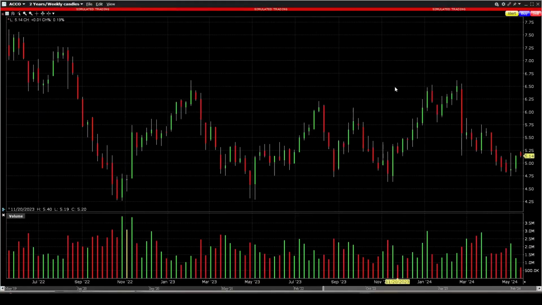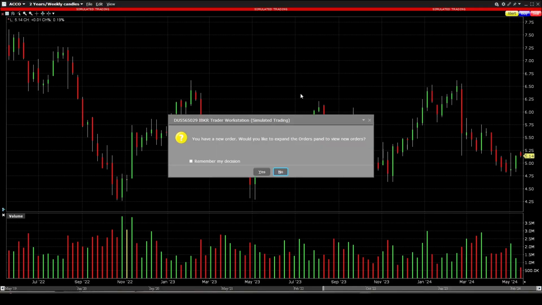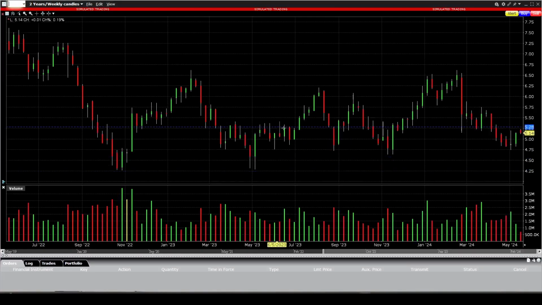So I've already set this chart up as a 2-year weekly candle chart. You can change your time frame as well as the symbol up here in the left corner, and over here we've got some interesting little things you can use to buy and sell the stock. I'm going to click this buy because I might be interested in this position. Here it asks you, do I want to have an order panel below, and I'm going to say yes. So now that I've clicked the buy, I have this blue line that's going up and down. I can use this to place a buy order anywhere at any price on this chart.